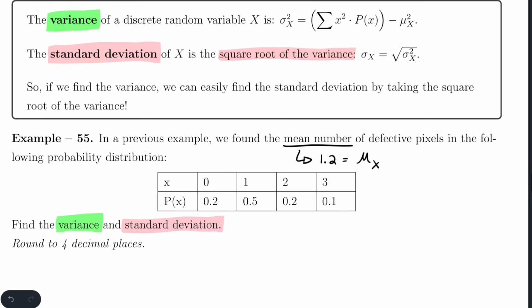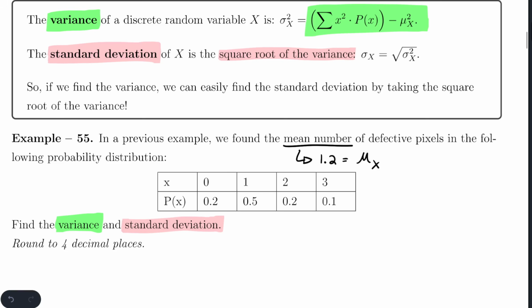Now, based on what you see written above, think to yourself, should we find the variance first or the standard deviation first? We should find the variance first because we know once I've got the variance, I just take the square root and we've got the standard deviation. So let's focus on the first formula you see above. The notation tells us that you sum, that's this capital sigma, the sum of all the things that look like x squared times the probability of x.